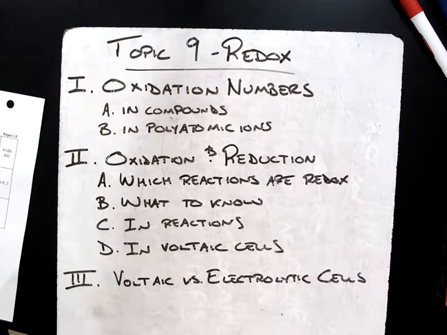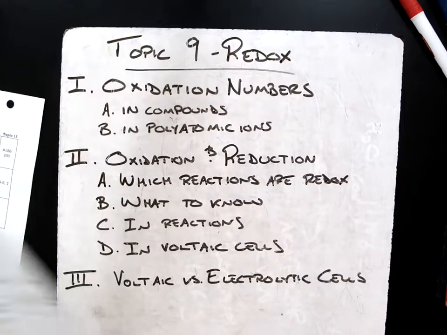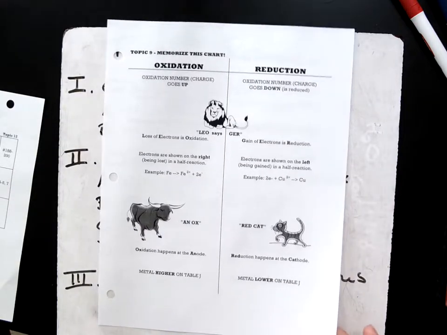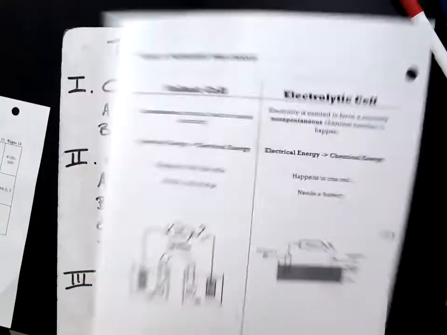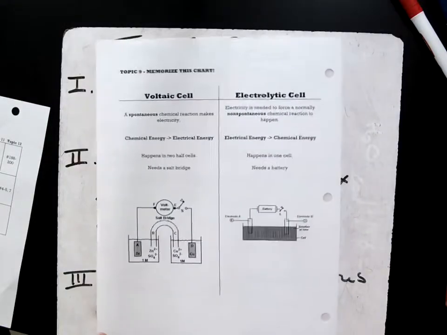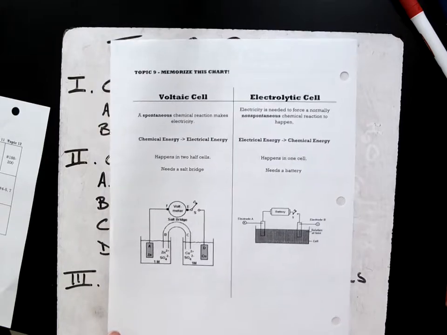So we're going to go over these basics of topic 9. You're going to follow along in your notes with your reference tables and also with this note sheet. We have a chart here about everything you would want to memorize about oxidation reduction, and on the back, everything you would want to memorize about the differences between voltaic and electrolytic cells.